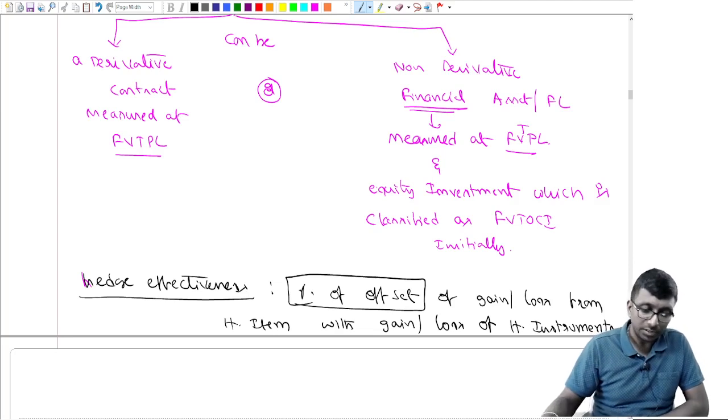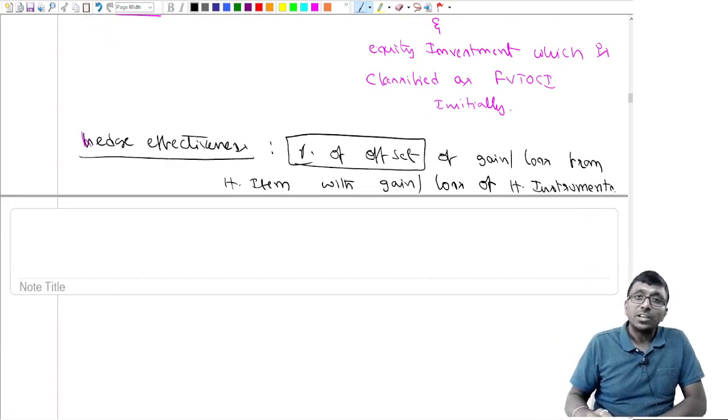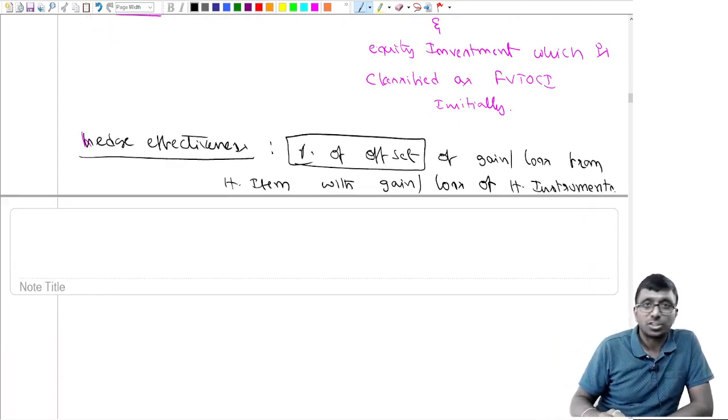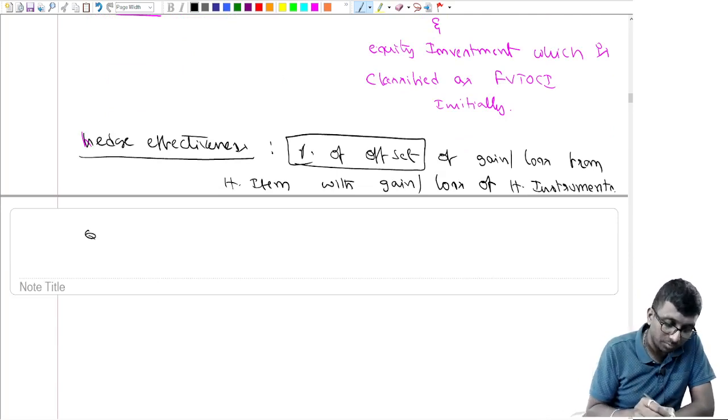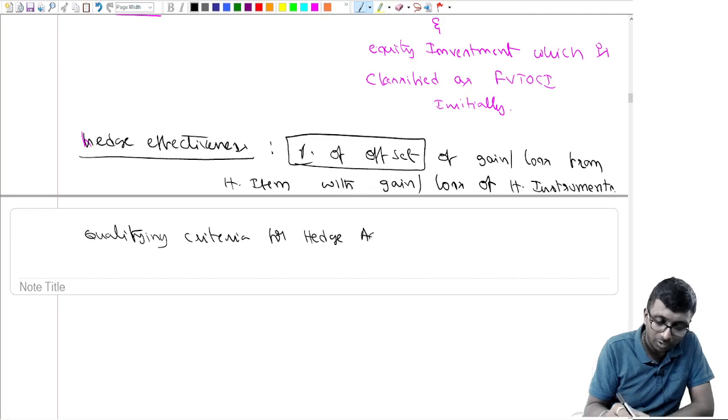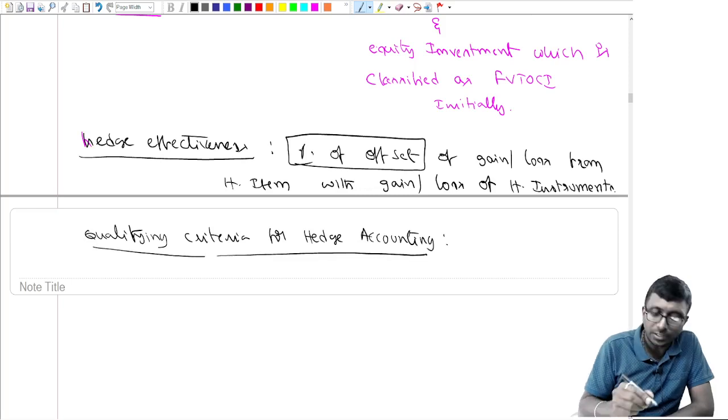Next part is qualifying criteria for hedge accounting. Okay, right. Can I apply anything? No, there are some rules and regulations here. Qualifying criteria for hedge accounting.